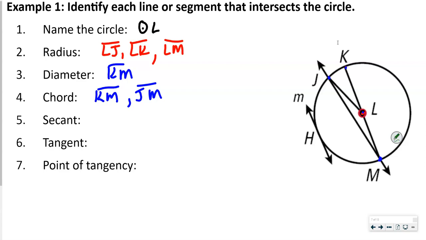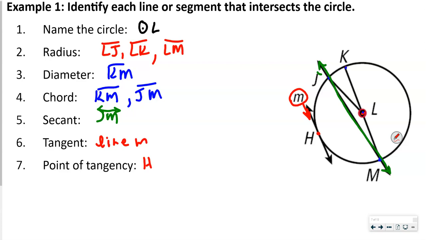However, if we talk about the secant, a secant goes through the circle and it's a line. So notice those arrows on either end right here. So if we say JM with a line symbol over top of it, that's a secant, okay? Our tangent would be our line M. Notice this little M right here. That's referring to that line right there, okay? And the point of tangency is this point right here, this H, okay?